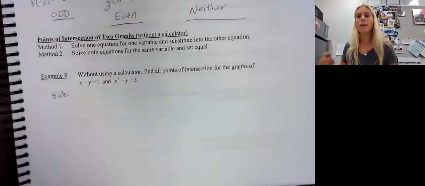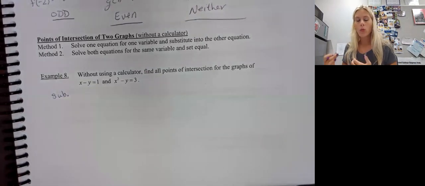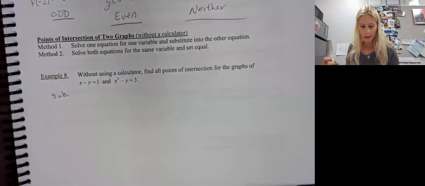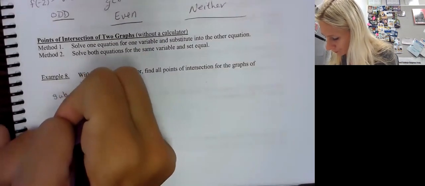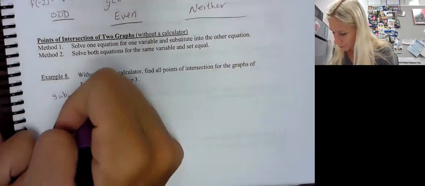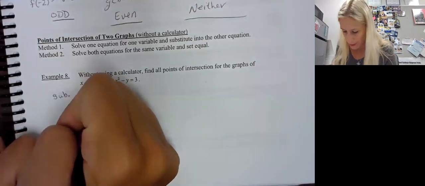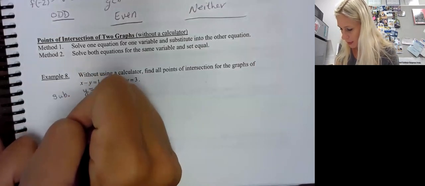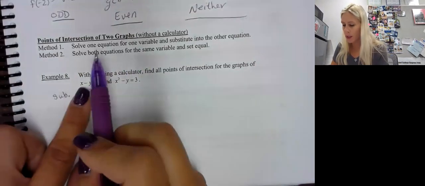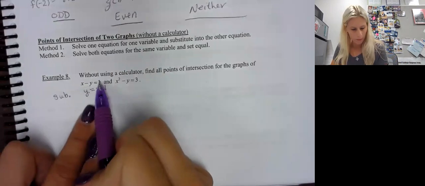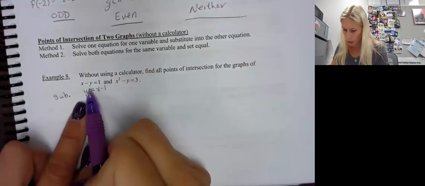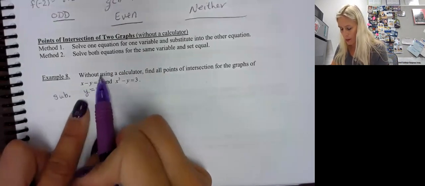And I'm only going to substitute one into the other. So what I do is I rearrange one of them and substitute it in. Okay, so I am actually going to rearrange this first one to say y equals x minus 1. I did that very quickly, but really what I did here is I subtracted 1 here and added y here.